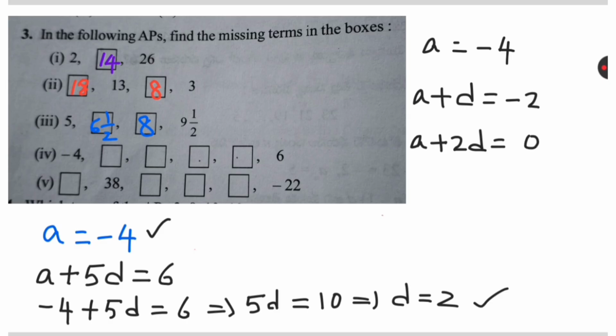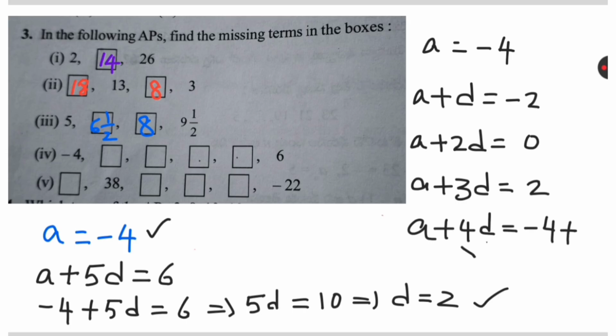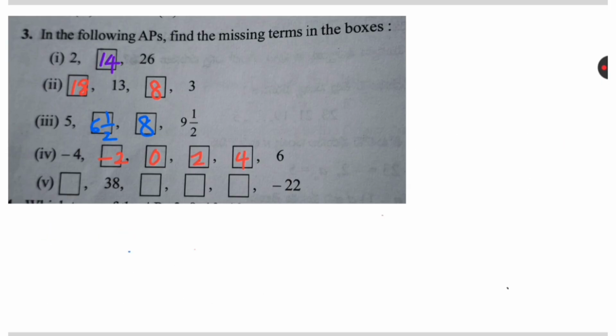Let's find out the fourth term, a plus 3d. So a is minus 4 plus 3 times the d value, which is 2. So 3 times 2 is 6. So minus 4 plus 6 which gives plus 2. Let's find out the fifth term, which is a plus 4d. A value is minus 4 plus 4 times the d value 2, which is 8. Minus 4 plus 8 which gives plus 4. So the second term is minus 2. Third term is 0. Fourth term is plus 2. Fifth term is 4. So let's see the last one.